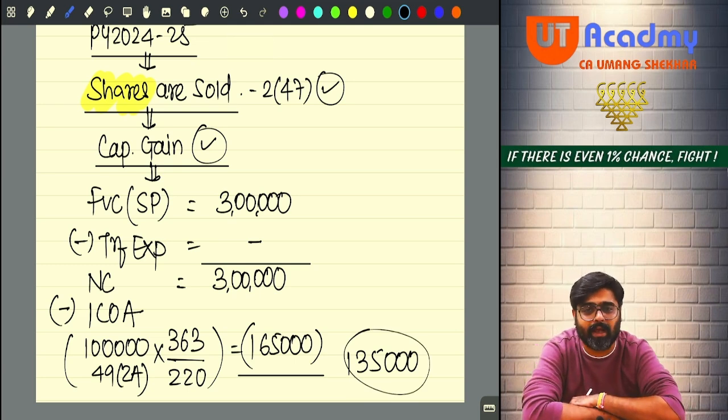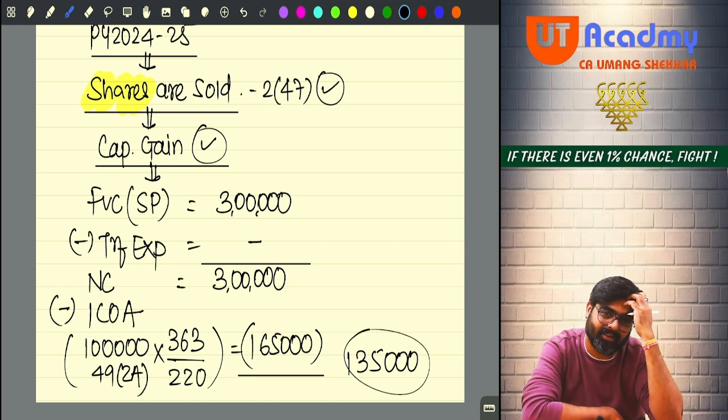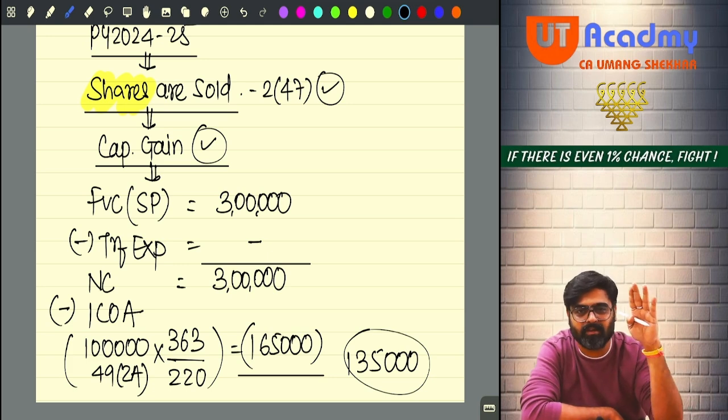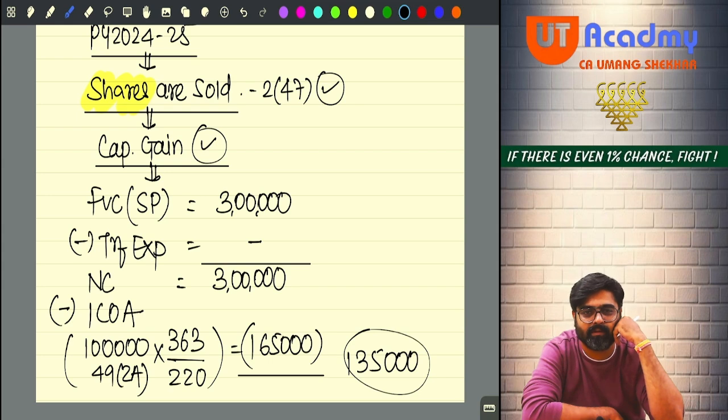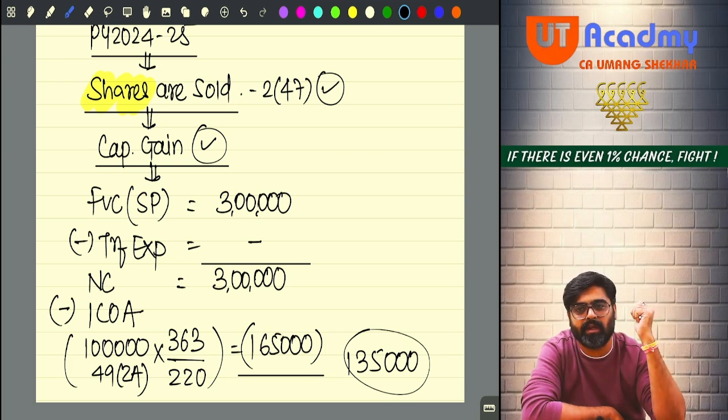Sir, we were getting 2 lakh rupees, no? The gain should have been 2 lakhs. Then how come it is less than 2 lakhs? We have done the indexation. Because of indexation, that 1 lakh got increased, and as a result the 2 lakh capital gain also decreased. Got it? If we had not done the indexation, we would have charged tax on the full 2 lakhs.